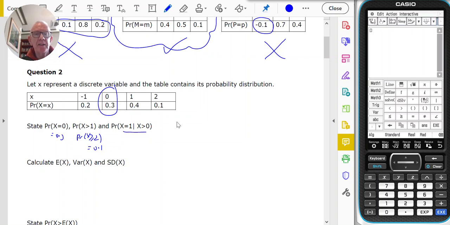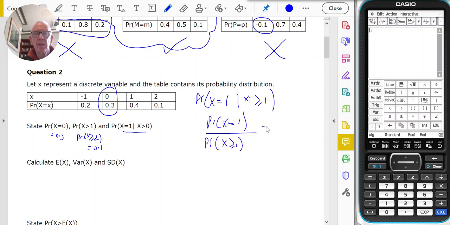And the probability that x equals 1, given that it's bigger than 0, is the probability that x equals 1 given that x is bigger than or equal to 1, which would be the probability that x equals 1, that's the intersection, over the probability that x is bigger than or equal to 1, which is 0.4 over 0.4 plus 0.1, 0.5, 4/5.